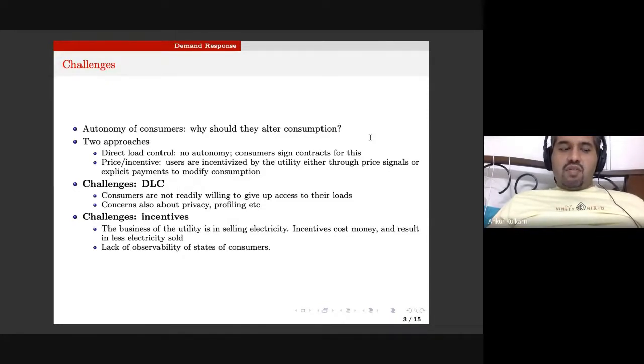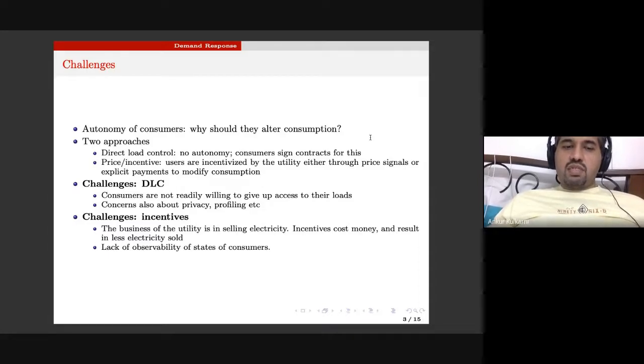So as I said, there are multiple challenges for demand response. First, the main challenge is how do you retain the autonomy of consumers? If they're autonomous, why should they alter their consumption? So there are two approaches taken. First is direct load control, in which you give no autonomy to the consumers. A consumer simply signs a contract that gives the utility direct control over his load. Another is to have prices or incentives, so that users are incentivized by the utility, either through price signals or through explicit payments, to modify their consumption.